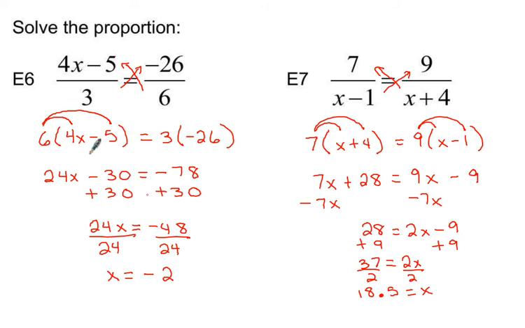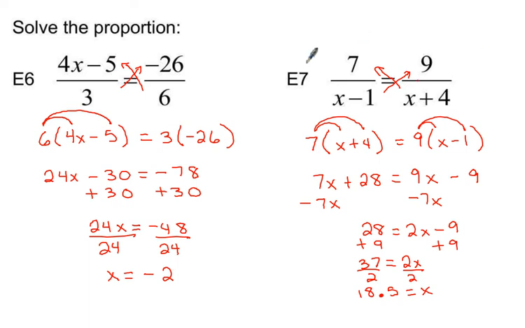From there, we need to add 30 to both sides. That's going to give us 24x is equal to negative 48. Divide both sides by 24, and x will equal negative 2. Now we will use those for other things and plug them back in word problems and things later, but for now, all it's doing here is asking you to solve for x.